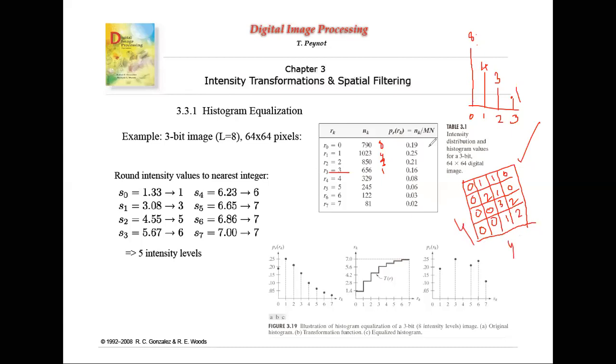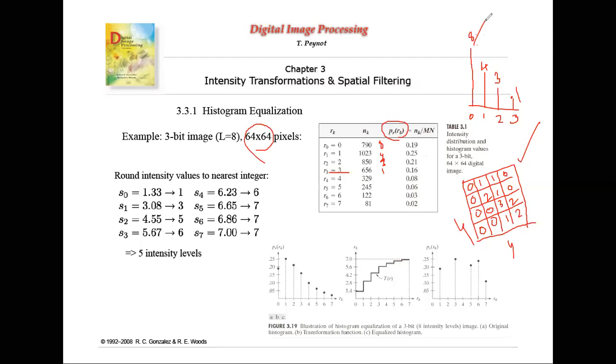And what will be the probabilities? Now see, how do we get the probability? 790 divided by 64 into 64, that is why 0.19, 0.25, 0.21, 0.16, and so on. Now are you getting the difference between a histogram and a PDF, the probability distribution function? Can you tell me in our case what will be the probability?